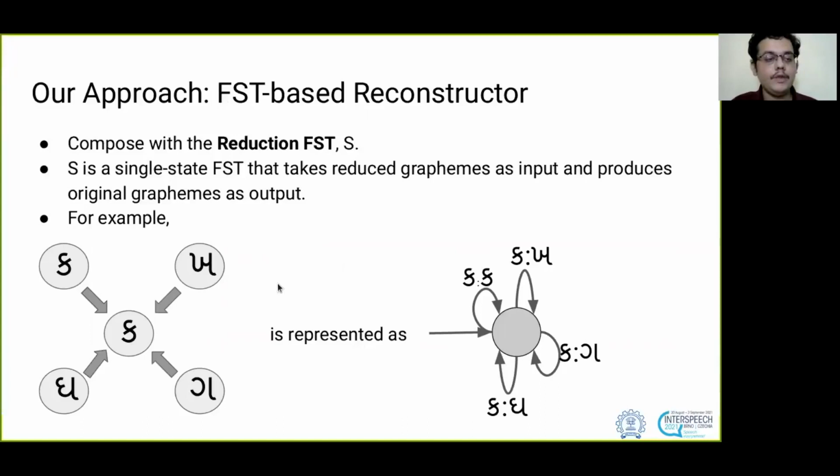So for example, if the reduction was k, kh, g, and gh all being reduced to k, then the reduction FST would be represented like this. K would be able to go to k, also would be able to go to kh, also would be able to go to g, and also would be able to go to gh. And so, if one obtained the reduced grapheme k, then S would be able to transcribe it to any one of these four original graphemes.